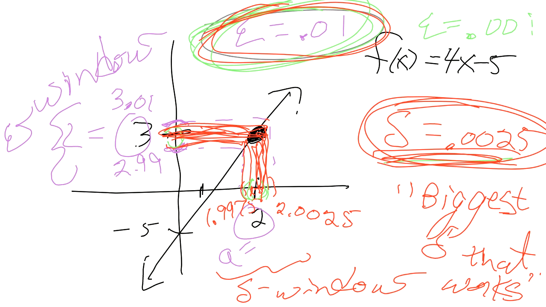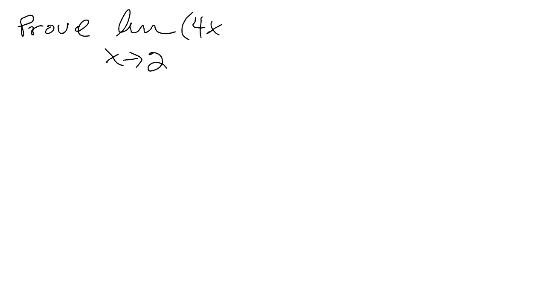Hopefully that makes sense. All right, so I'll give you a moment if you have a chat question. Otherwise, I'm going to go back and we're going to do this in general now, and I'm going to prove to you that the limit as x approaches 2 of that function exists and equals 3. So we're going to prove the limit as x approaches 2 of 4x minus 5 exists and equals 3 by the epsilon delta definition.